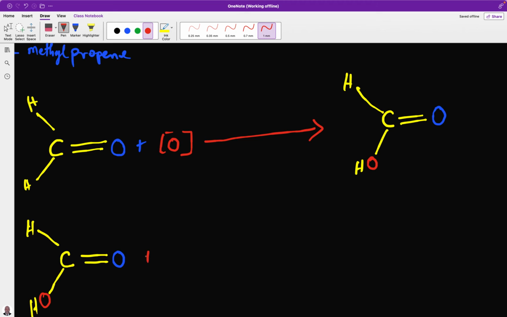Okay, plus what? And what will be the final product? The final product here will be what? This is carbon dioxide. The carbon dioxide is this, and this one. That's the carbon dioxide.